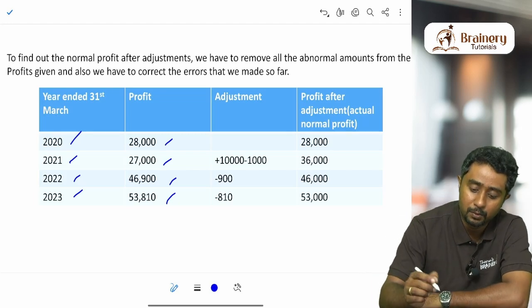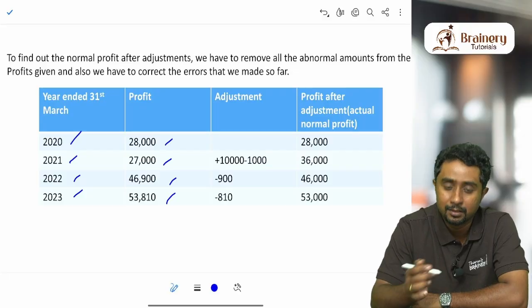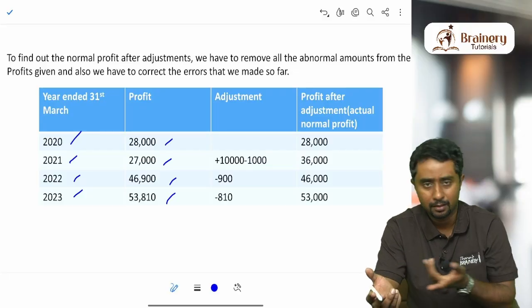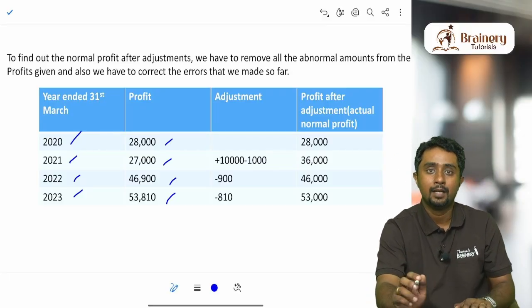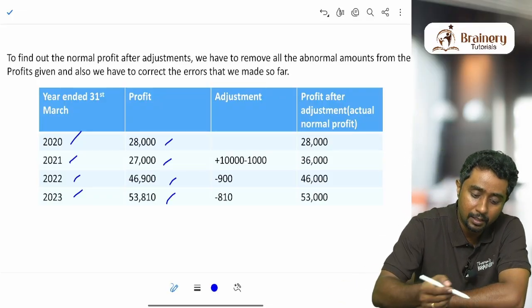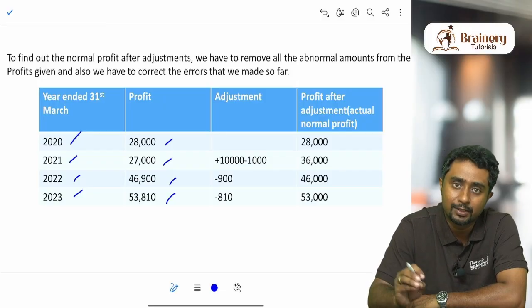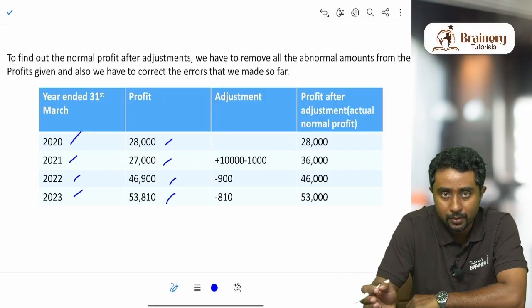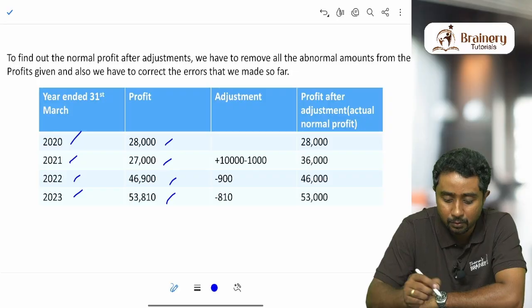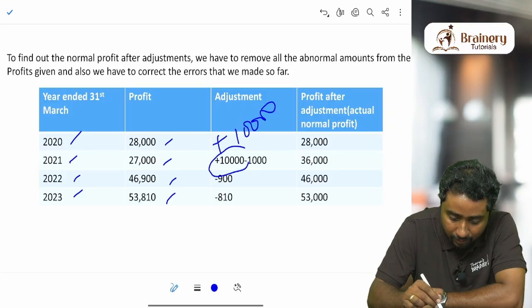So what I am going to do is check in which year the mistake happened and reverse it. Which year did the mistake happen? Obviously we have already discussed it. That happened in 2021. So in 2021, what mistake did we make? We have already deducted 10,000 rupees as an expense. When you deduct something as an expense, in order to reverse it, what do we do? We have to add 10,000. That is what I have done here.